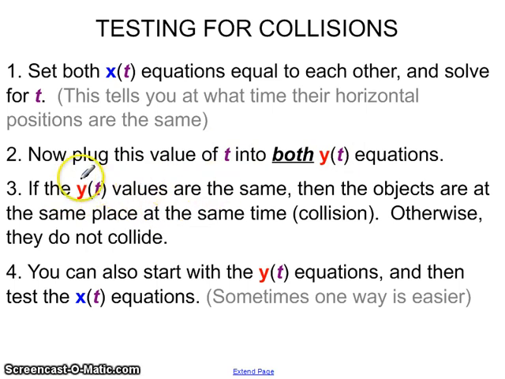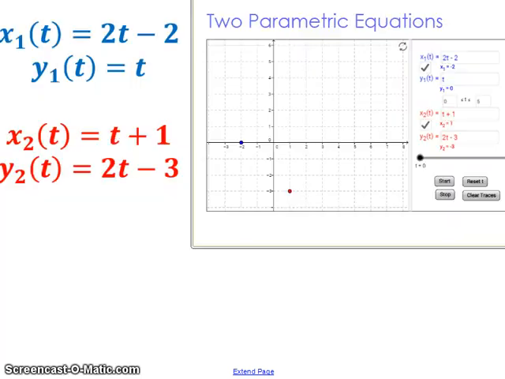If their y values are the same, then both the horizontal and the vertical positions are the same. Basically, they're at the same place at the same time, and we have a collision. If the y values are not the same, then they're not colliding. Now you notice we could also start by setting the y equations equal to each other, solve for t, and then plug that in to test the x equations. Sometimes one way is easier to do than the other.